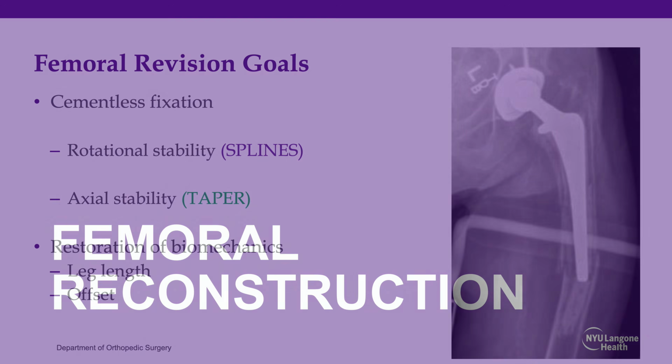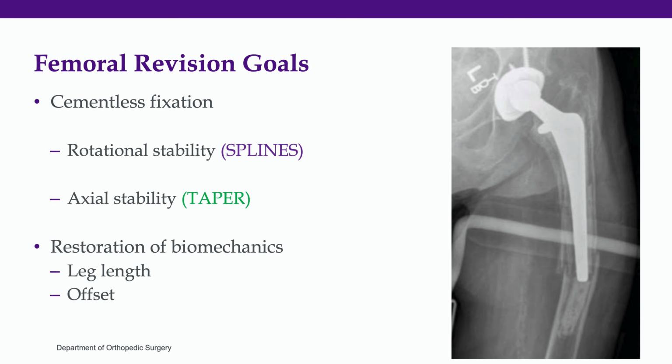Moving on to femoral reconstruction. At the time of femoral revision, your goals are to achieve typically cementless fixation, and you're going to get your rotational stability typically with splines on the implant, and your axial stability most commonly with a taper, although historically cylindrical, fully porous coated implants could also achieve successful early stability and osseointegration, but that required 4 to 6 centimeters of scratch fit. And really, after getting fixation, your next goals are restoration of biomechanics, leg length and offset, really in the service of hip stability.